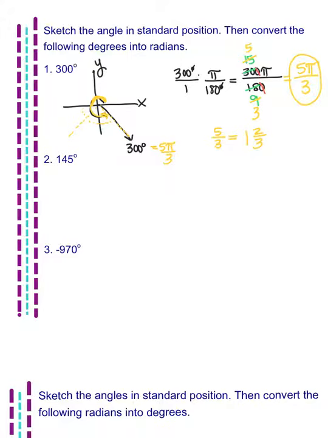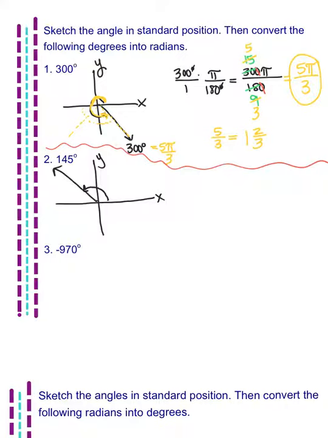All right, next we have 145 degrees. I'm going to draw some barrier here. All right, 145 degrees. So 145 degrees is going to be in quadrant 2, so past 90 but not quite to the 180. And when I convert this into radians, I have 145 degrees times pi over 180 degrees. So when I cancel my degrees, I'm left with 145 pi over 180.